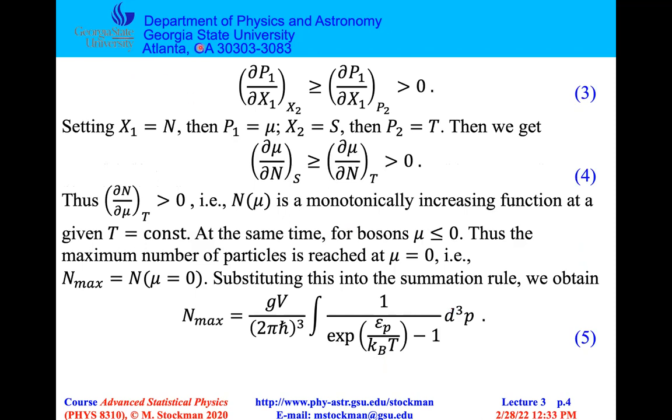Next slide. So I'm repeating the same here. Let us set x1 equal to n, the number of particles, and then the conjugated variable, as we know, is the chemical potential. And x2 we will set to entropy, and then the conjugated quantity, as we know, is temperature. Substituting into this equation, we specifically get that the derivative of chemical potential over n at constant s is greater or equal to the derivative of chemical potential over n at constant T, and is greater than 0.